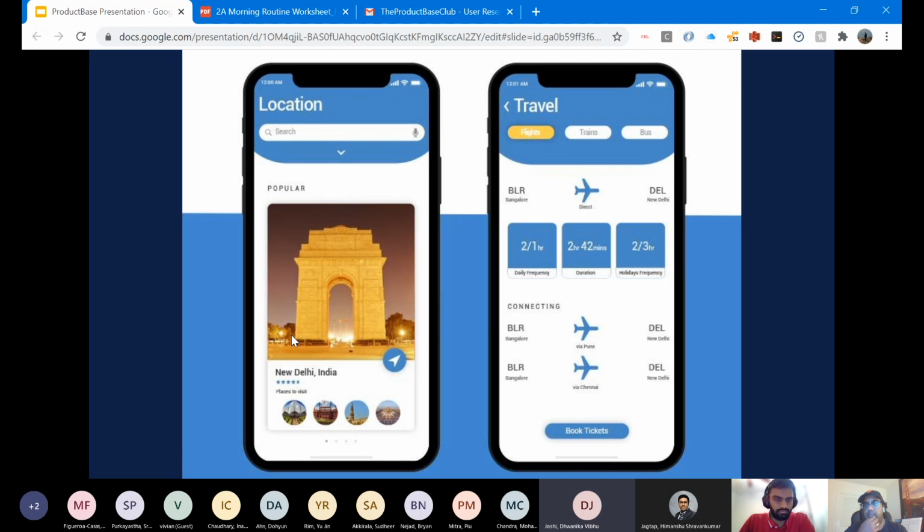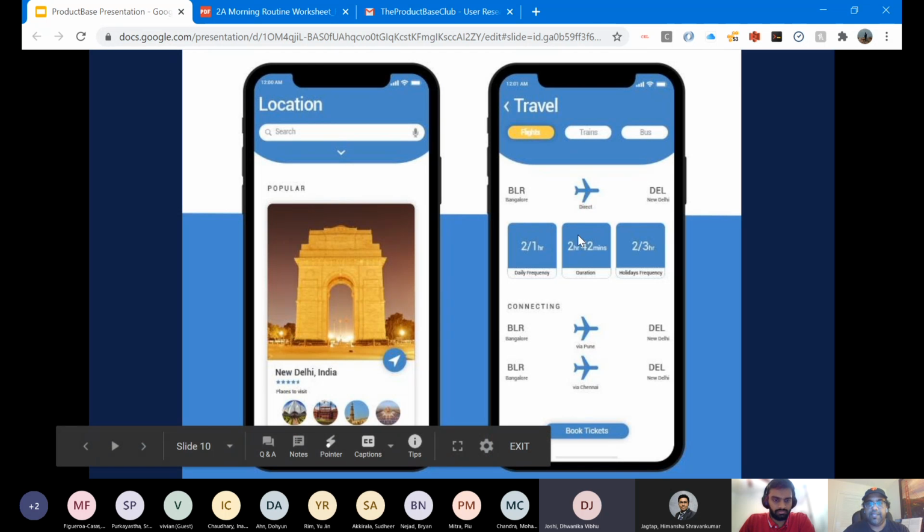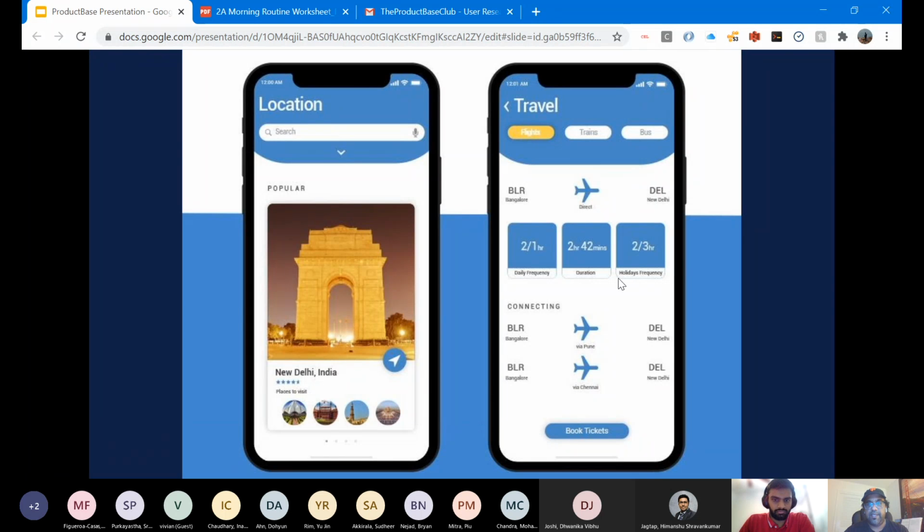And then I think one of the things that I feel is not intuitive over here is the fact that they don't give you the price of the tickets. They give you the option around frequency, duration, holiday frequency, but it would be good if they also stack rank this by price and also knowing what mode of transport you're going to take.